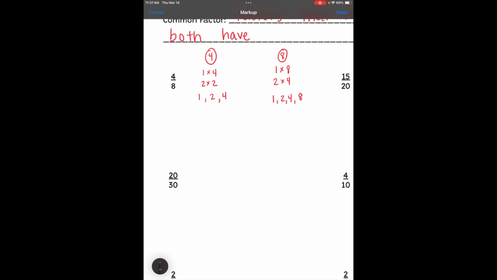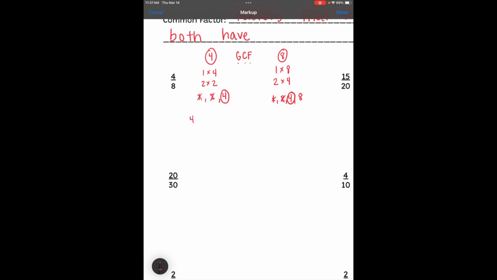Now looking at these two fractions, I need to find not just factors that they have for both numbers. I need to find what's called the greatest common factor. That is going to be the GCF, the greatest common factor. So looking at these numbers, what is the number that they both have in common that is the greatest possible number that they have in common? Well, they both have 1, but there's more than just 1 that they have in common. They both have 2, but there's another number that's still bigger than 2 that they have in common. 4 is what's going to be our greatest common factor.